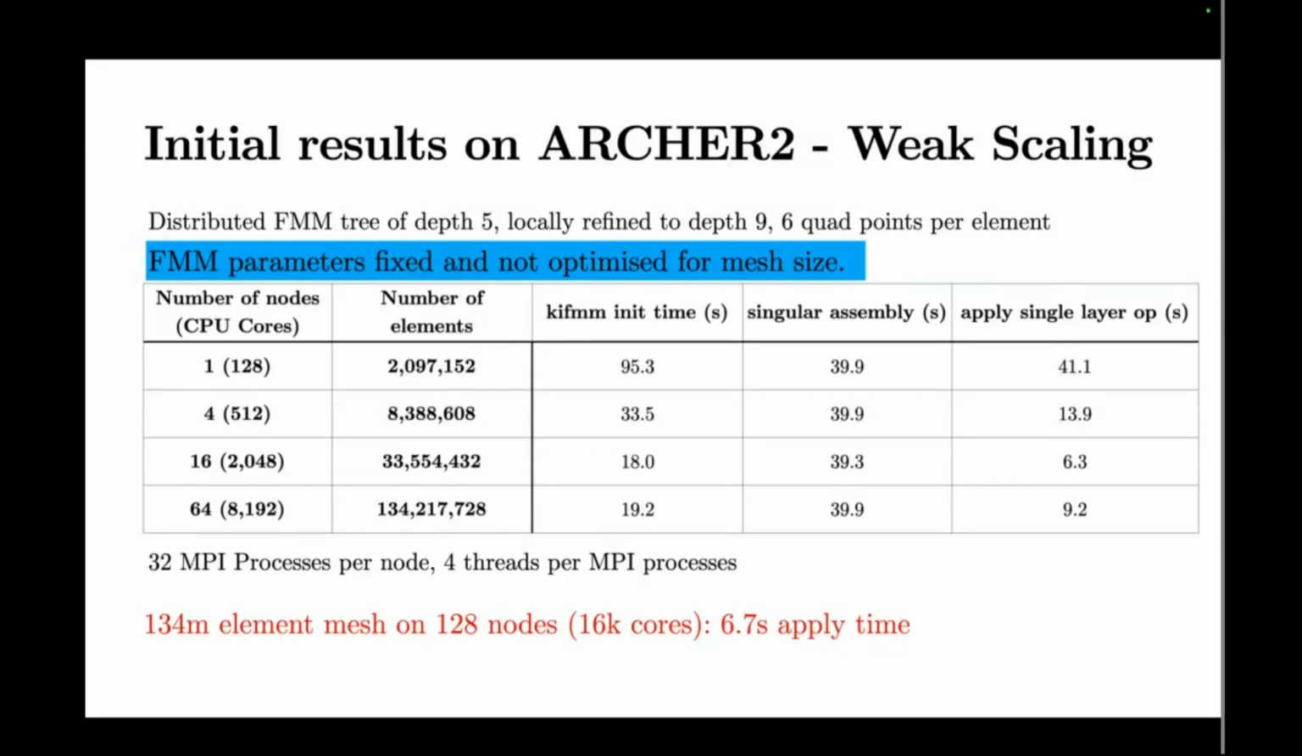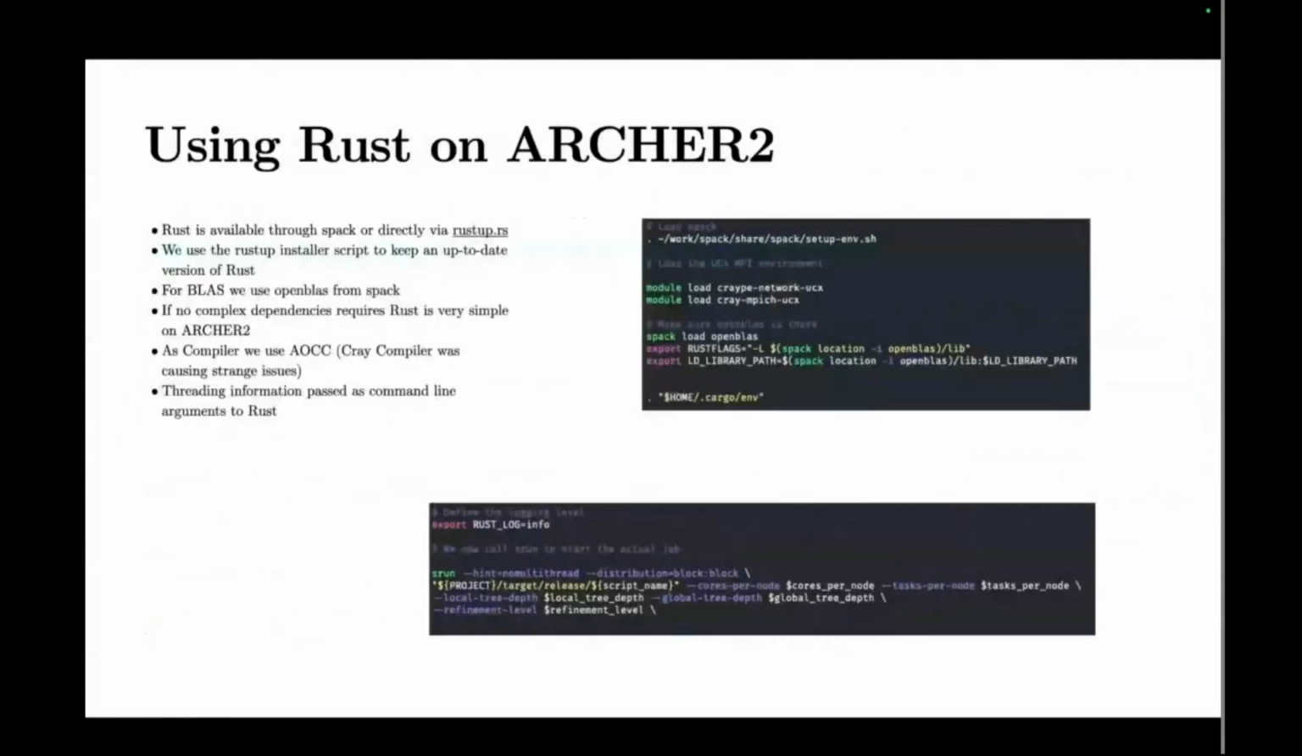Or if we do the same up to 128 nodes, 16,000 CPU cores, we get 6.7 seconds apply time. And this is all with our complete Rust code. So using Rust on ARCHER2, let me just talk about this a little bit at the end.